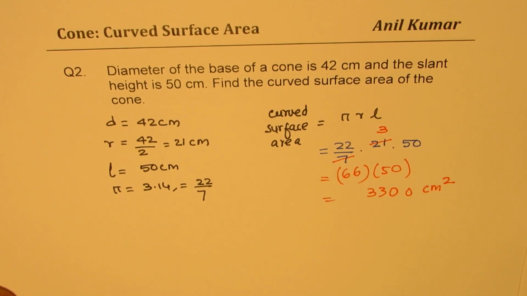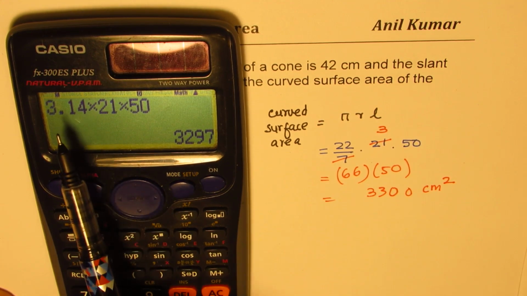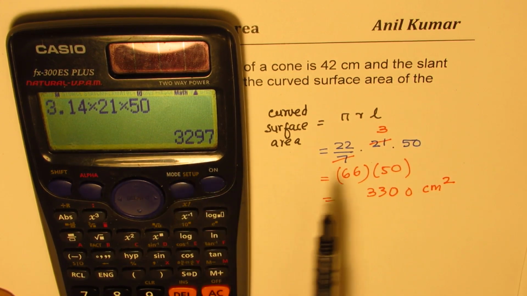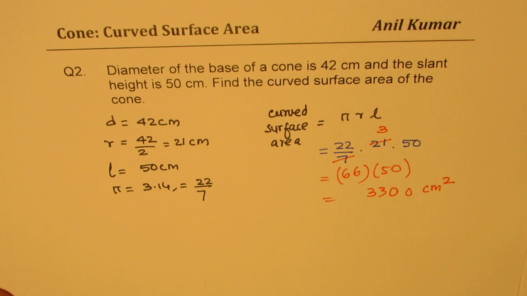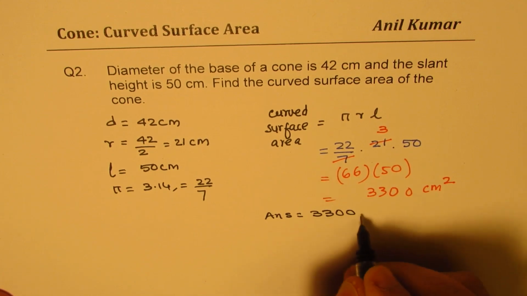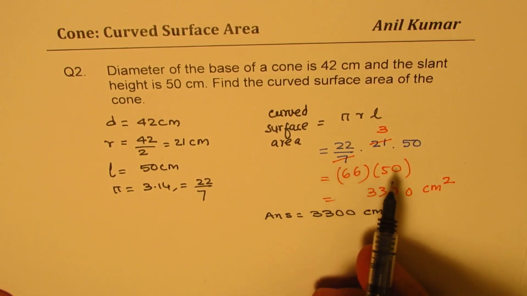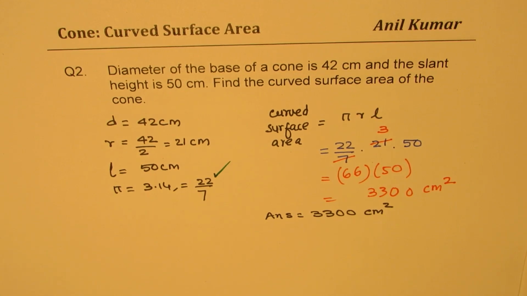You can always use your calculator and the pi value. Let's do it the other way also. So you have 3.14, which is pi, times 21 times 50, and that gives you 3297. So if you use pi as 3.14, we get an approximate value of 3297. But this is a better value. Do you see that? 3300 is a better answer. So our answer here will be equal to 3300 centimeters square. Now I think you realize that this value is very good to use. So at times we prefer 22/7 over 3.14.